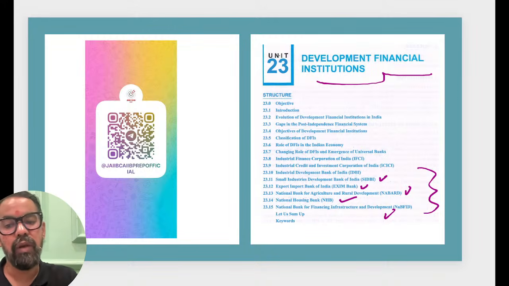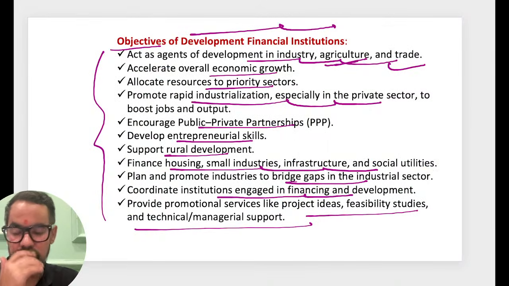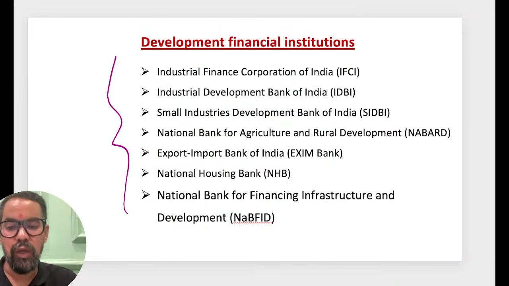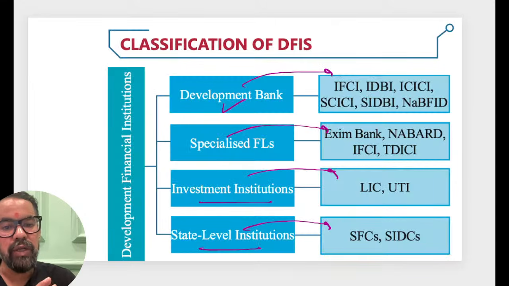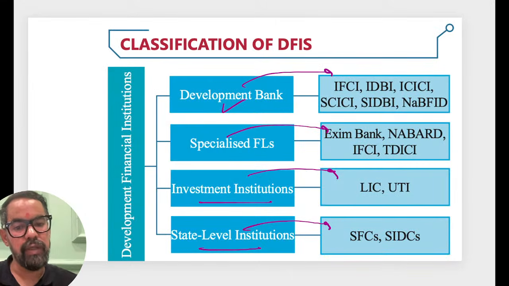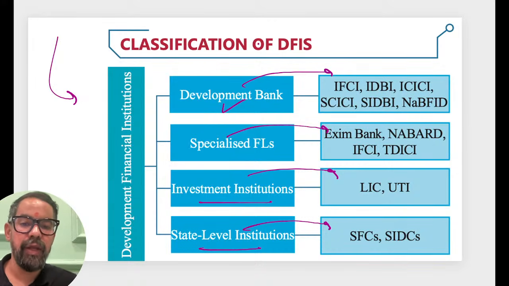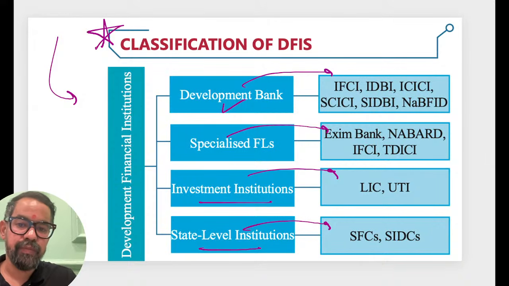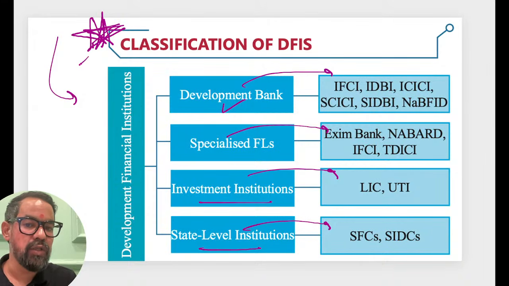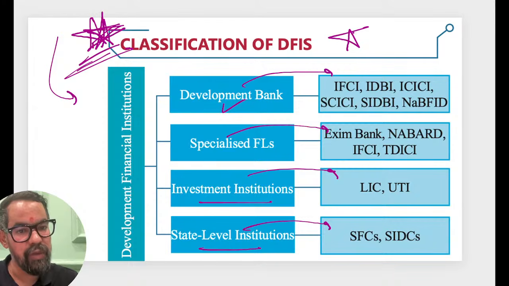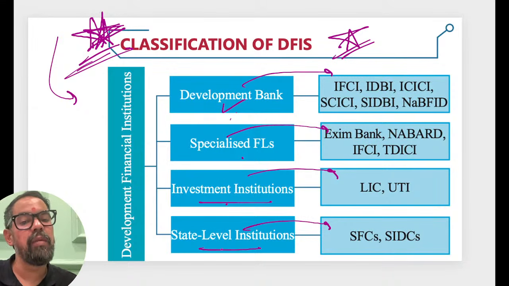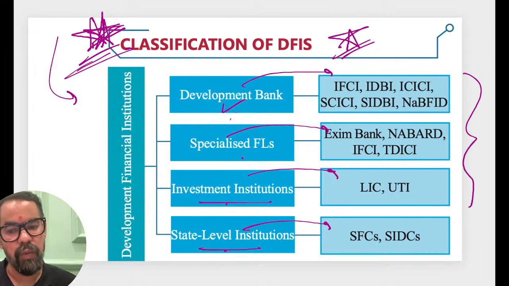Most of the time you will get questions around these particular things, so please go through that portion and revise, because you cannot do so much rote learning that you go for all those things. This chart also gets asked many times, so please do remember it. The classification of DFIs also: development bank, specialized, investment institution and state level institution, as per this provision.